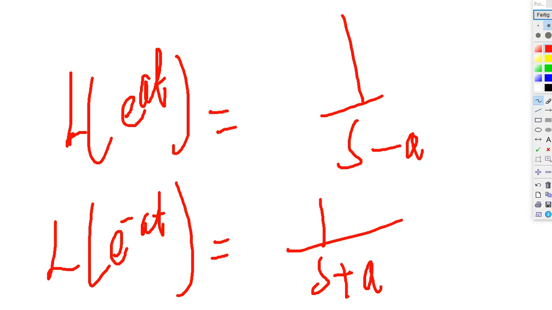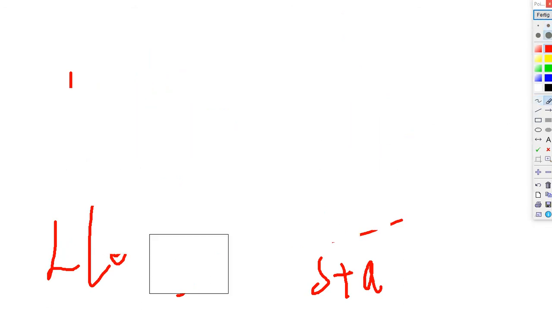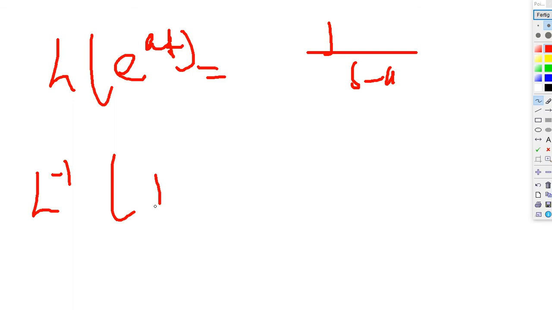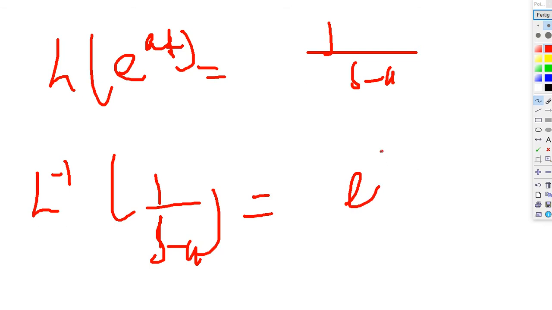If you want to find the inverse of this function, first write the Laplace transform of each function, then simply put the inverse. The Laplace of e to the power at equals 1 by s minus a, which means the Laplace inverse of 1 by s minus a equals e to the power at. Again, the Laplace inverse of 1 by s plus a equals e to the power minus at. This is so simple.